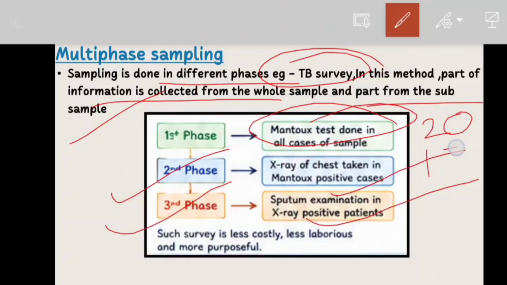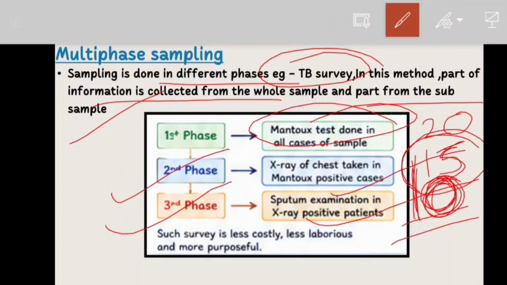Only the 15 patients got a positive test of the Mantoux. So we take the 15 patients for the X-ray. When the X-ray is performed, 10 patients show a positive result. So these 10 patients now undergo the sputum examination. So you see, this is how the number of people becomes smaller at every stage. So this is the key idea.